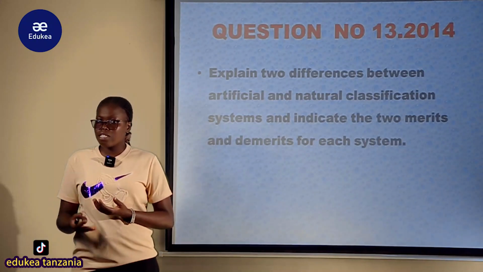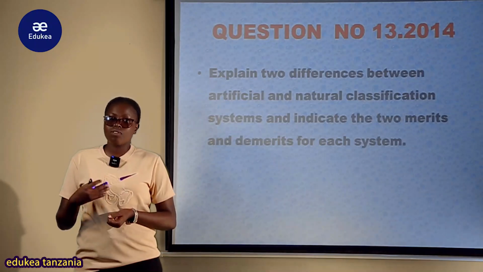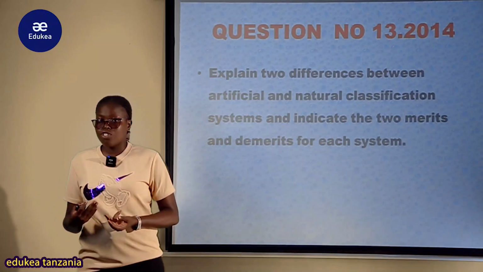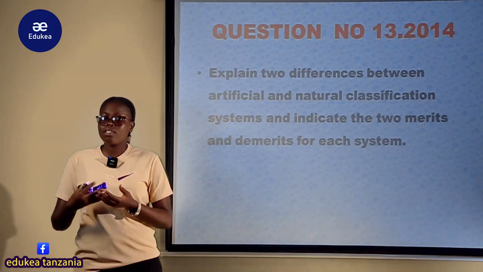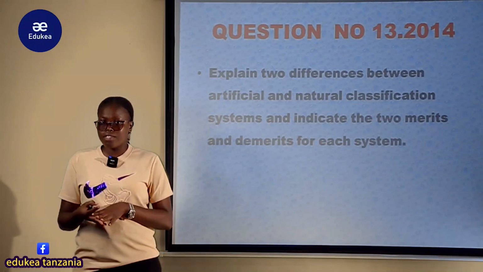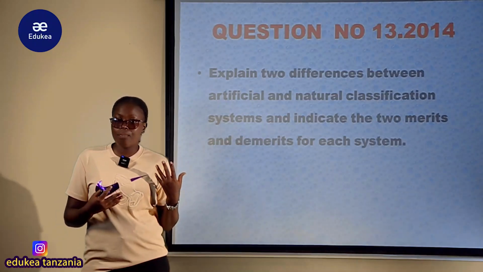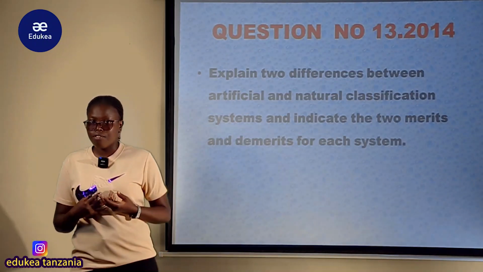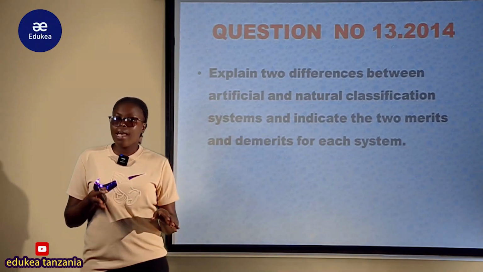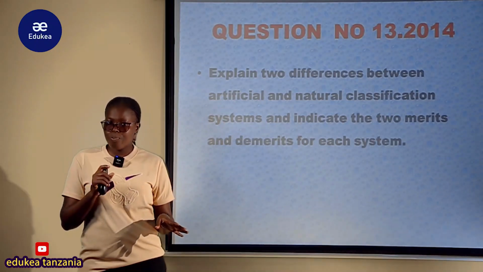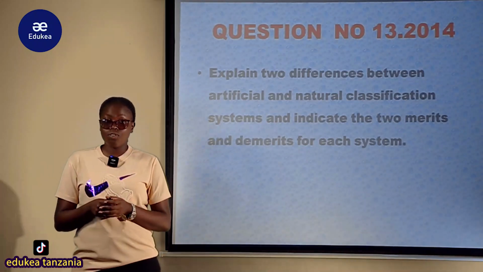Once we talk of the artificial classification system, this is a type of classification which is based on a few observable features. So it just uses a few features or characteristics to group organisms. For example, they can use the presence of fur and absence of fur. So organisms with fur will be grouped into the same group, and organisms which do not possess fur will be classified into another group.